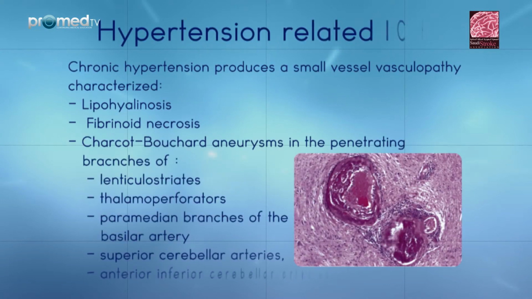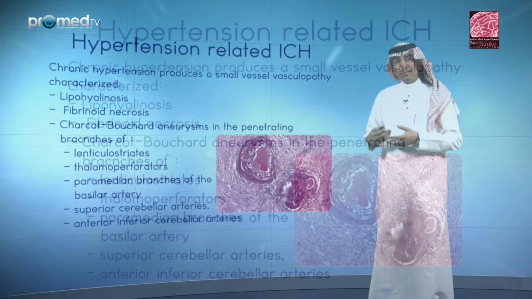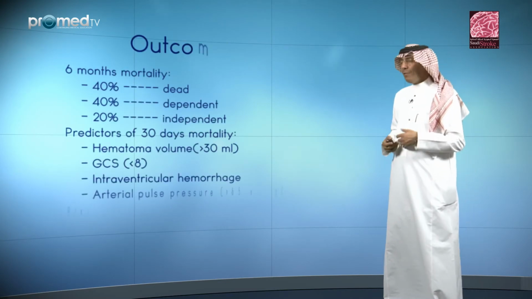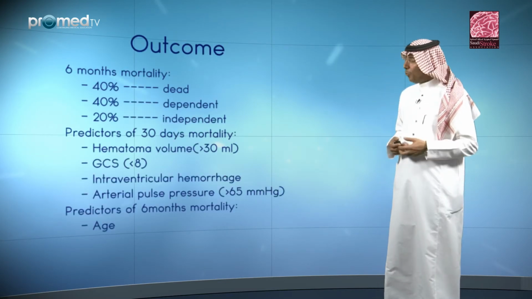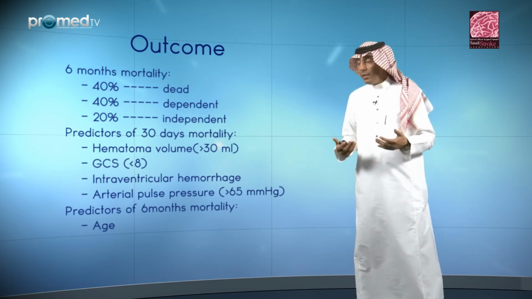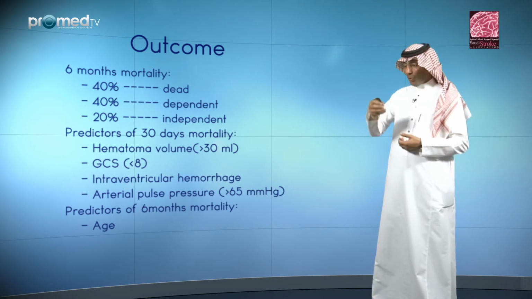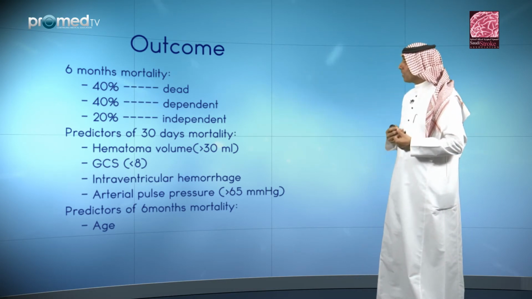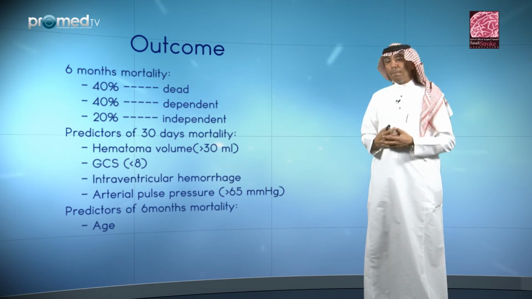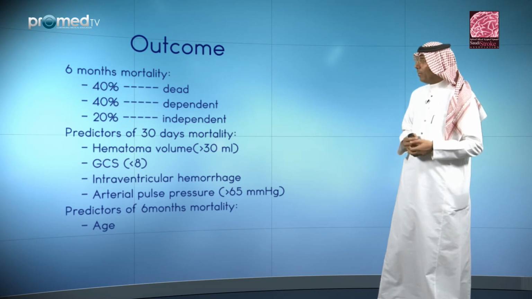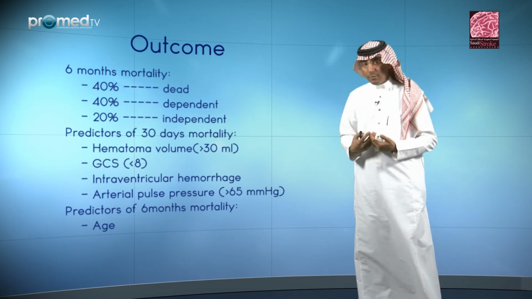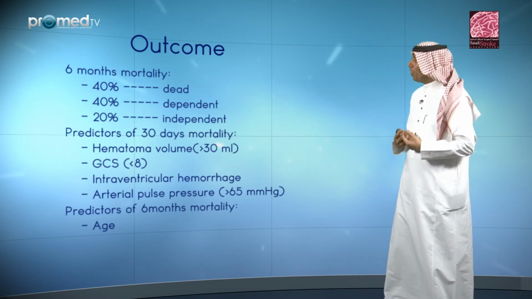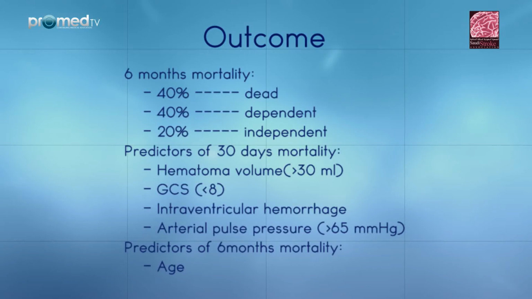I'm going to skip the pathology of hypertension-related intracerebral hemorrhage. We're going to focus on the clinical aspect of the disease. If you look into the outcome of the disease, it's quite bad. For all intracerebral hemorrhage cases, if you look at them 6 months down the road, you will see 40% of them are dead, while another 20% are actually independent. It's a very killing disease. Only 40% are dependent with mild to moderate neurological deficit.